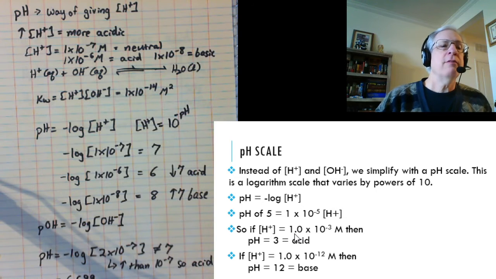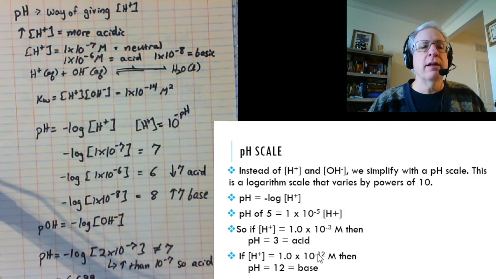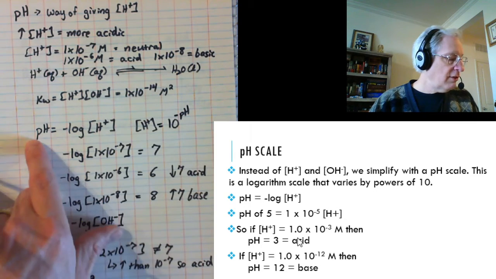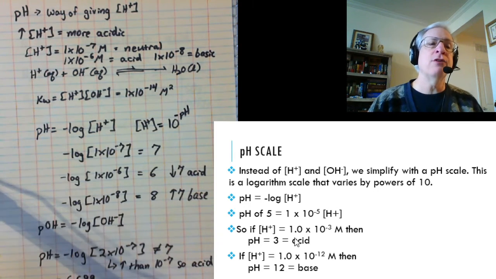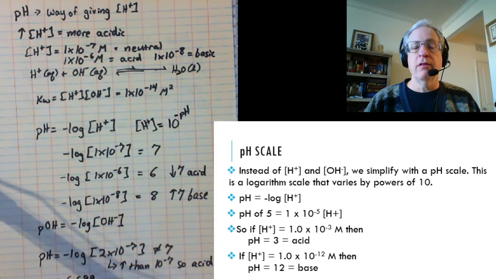So if H positive is 1 times 10 to the negative 3, then pH equals 3. It's acidic. If H positive equals 1 times 10 to the negative 12, then pH is equal to 12, and that's basic. So pH can tell you whether it's acidic or basic, and you get a scale that goes from 1 to 14, or really 0 to 14.